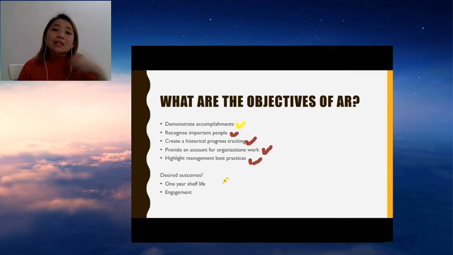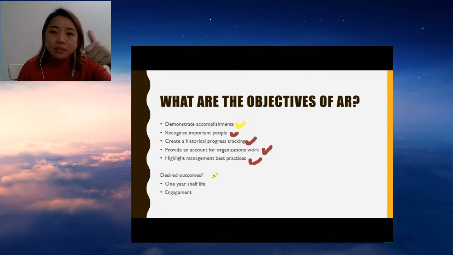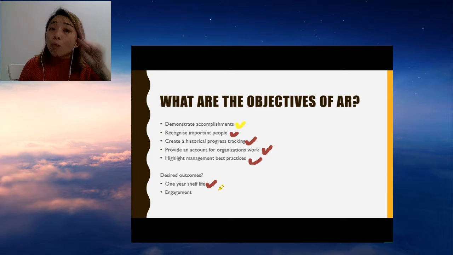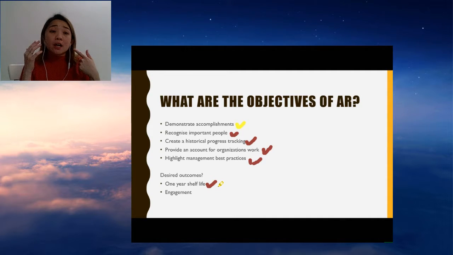Now, at the end of the day, what is the desired outcome of an annual report? Do remember this: an annual report has a shelf life of only 1 year. That's why whenever you are reading about a company, the most recent annual report will always be the most important one, because you know what the current status is right now.